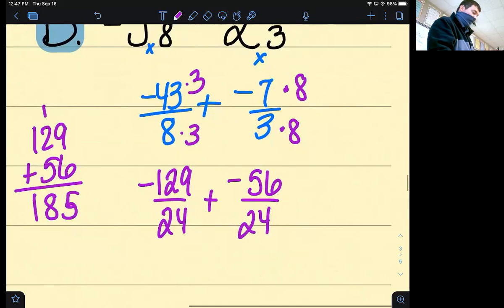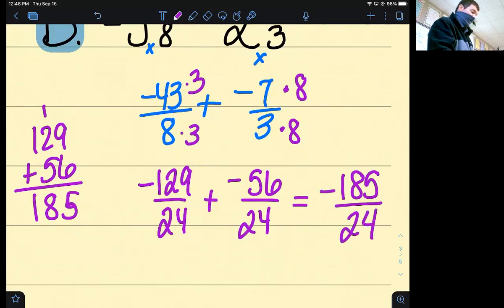When you join forces, do you flip teams? No, you stay on the same team. So it's going to be a negative 185 over 24. And that's not going to reduce because I used the lowest common denominator. A lot of times when I use the least common denominator, you don't have to reduce at all. So it's worth finding out what it is.